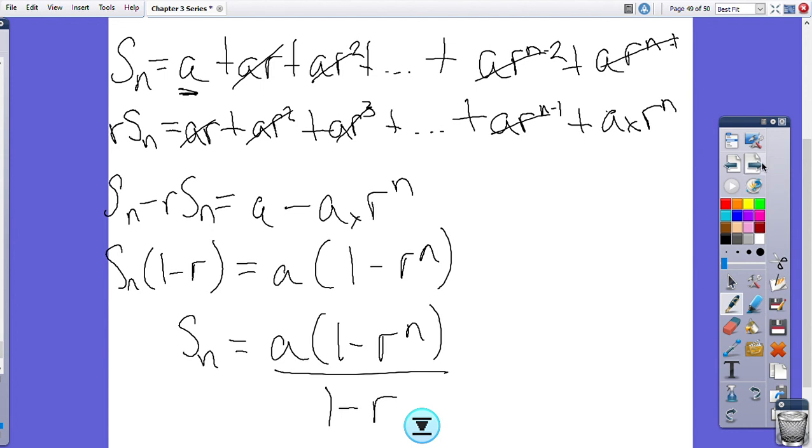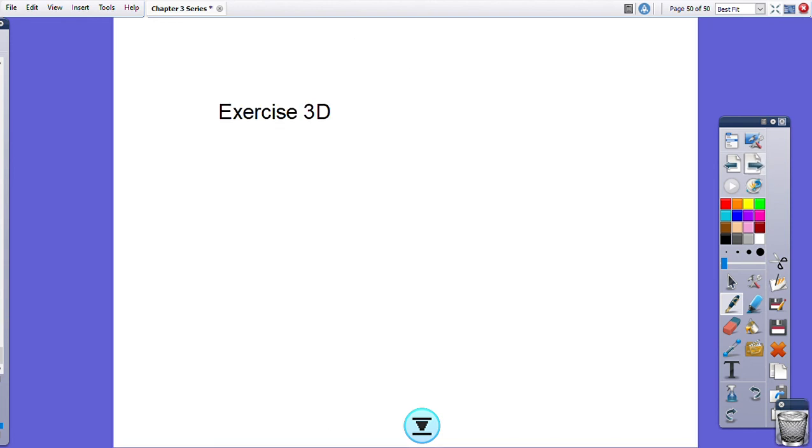What I'd like you to do now is, of course, pause, take down this proof, and make sure you make all the notes throughout the exercises, and then have a go at exercise 3D.